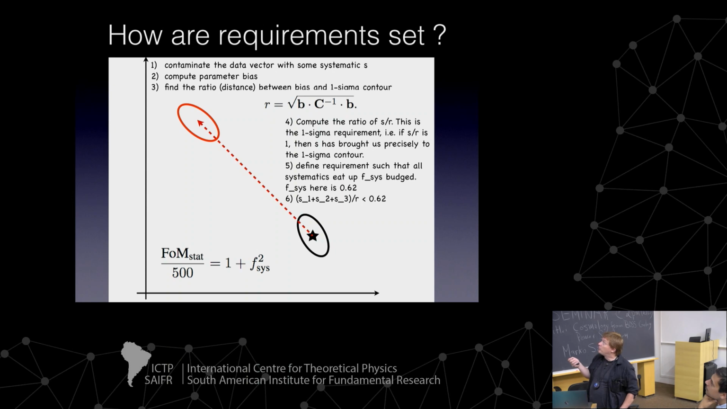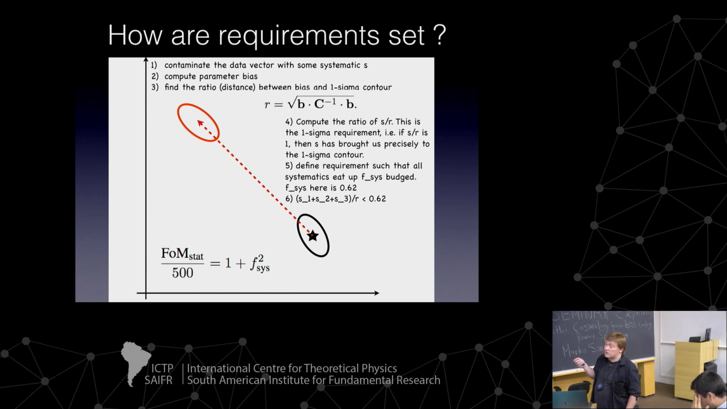But it is important for you to understand what this distance is, and we've quantified this distance in terms of multiples of the 1 sigma region. So then you compute the ratio of this bias that you've gotten with respect to this 1 sigma region. So basically, if this ratio S to R is just 1, then the bias sits exactly on this 1 sigma contour.